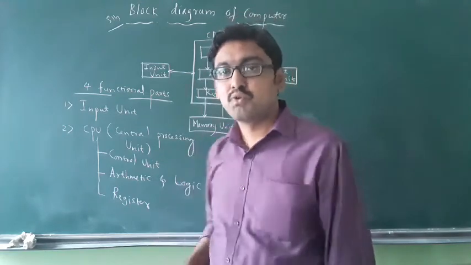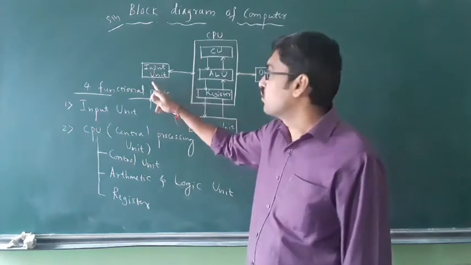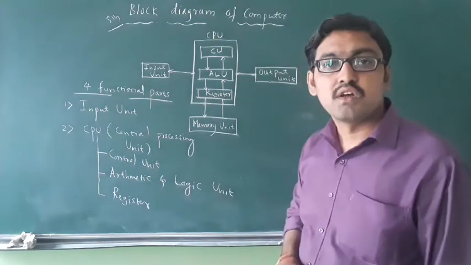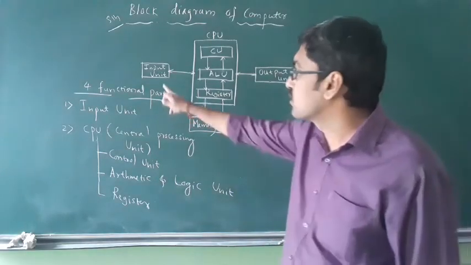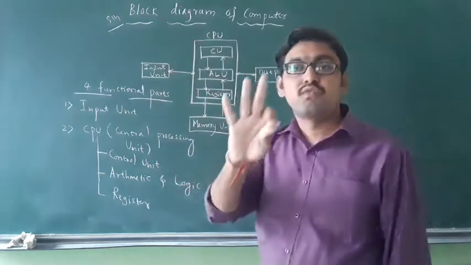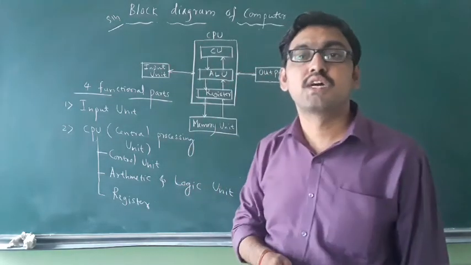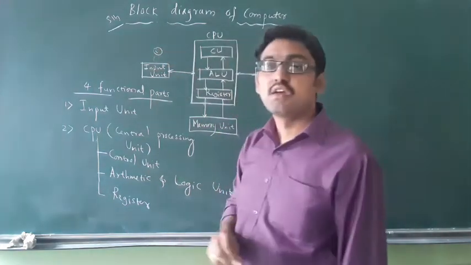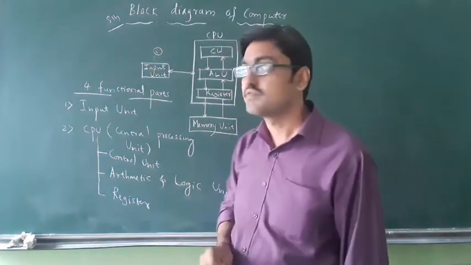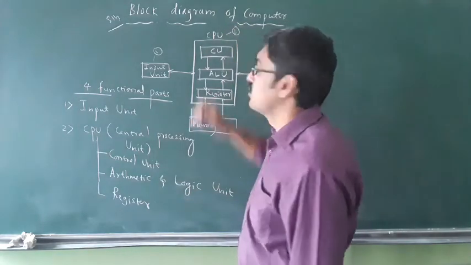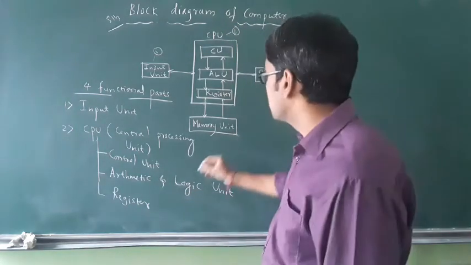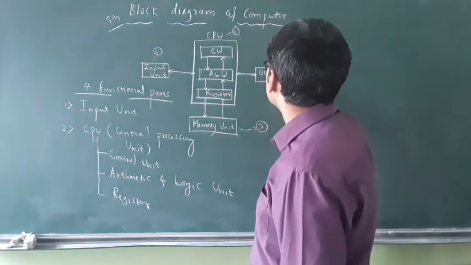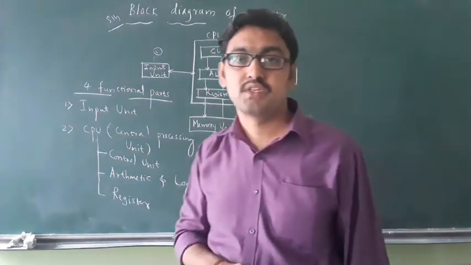See the computer, how many boxes does it have? 1, 2, 3, 4. You have to draw 4 boxes. The block diagram of a computer consists of 4 parts. The first is the input unit. The second part is the CPU. The third part is the memory unit. The fourth part is the output unit.